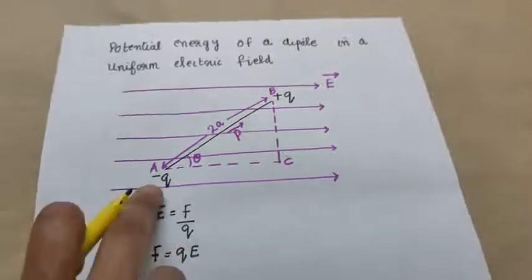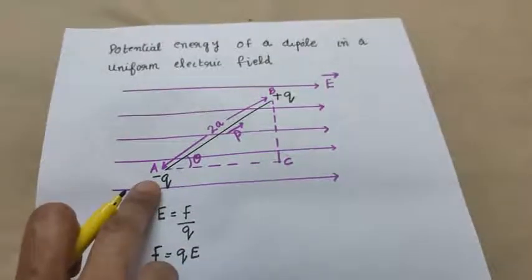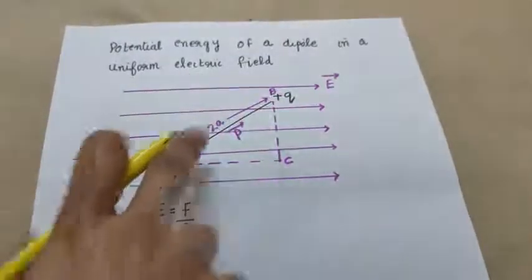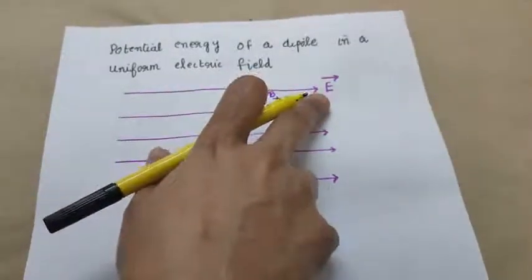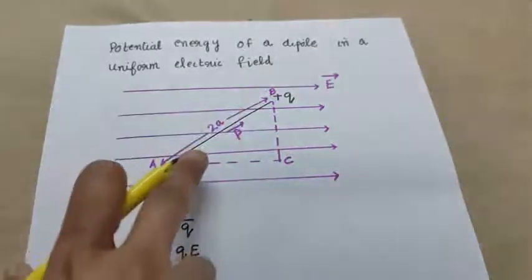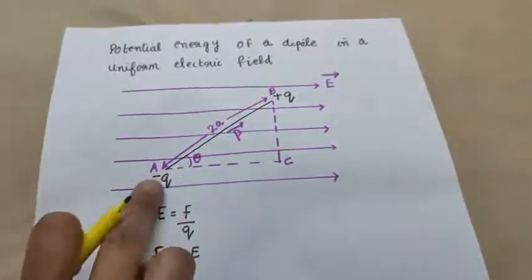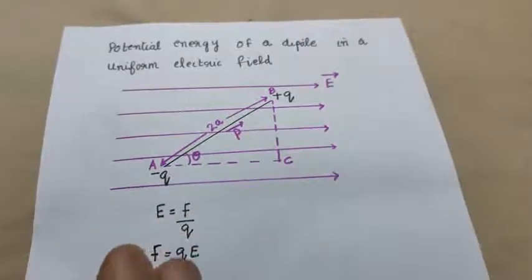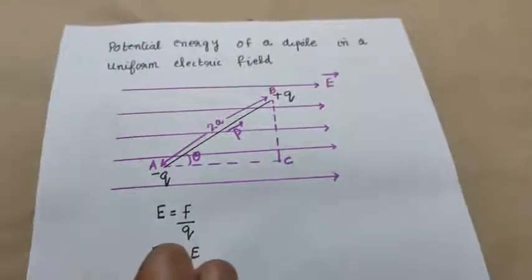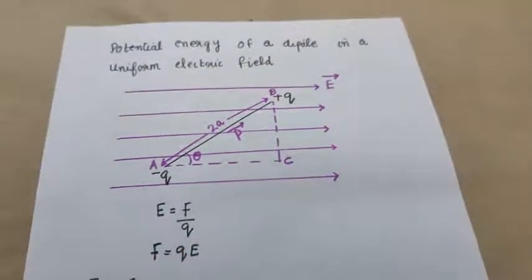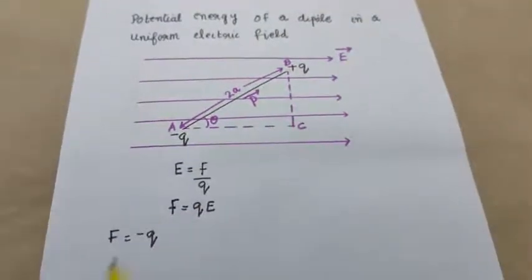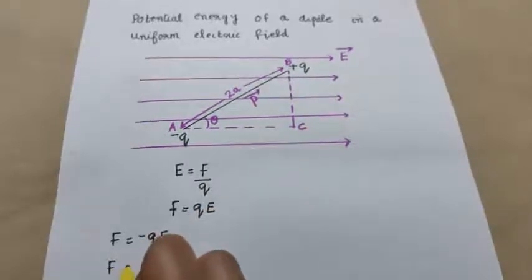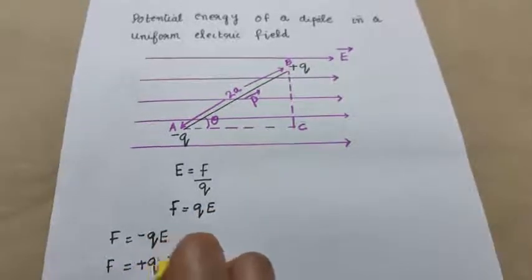So we have two charges, minus Q and plus Q, and these two charges are placed in our electric field E. So these two charges will experience a force. And what is the force experienced by the negative charge? It is minus QE, and the positive charge will experience a force plus QE.